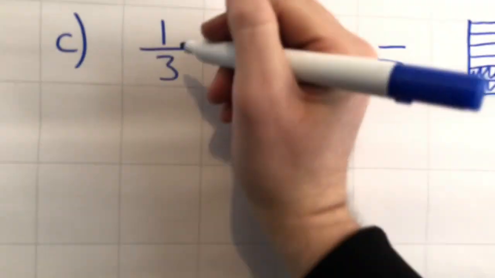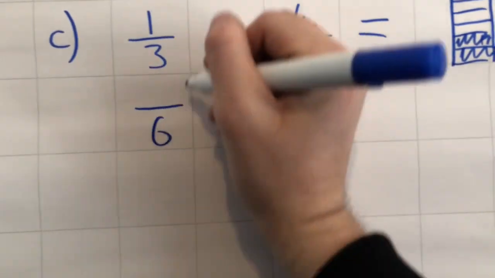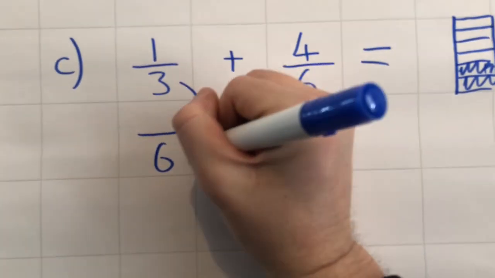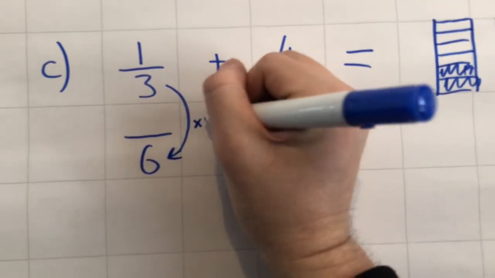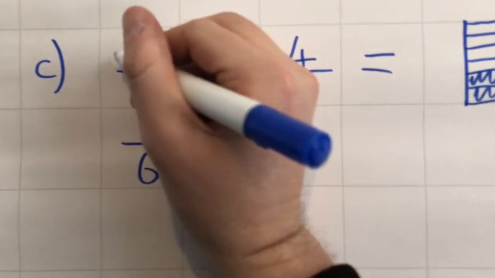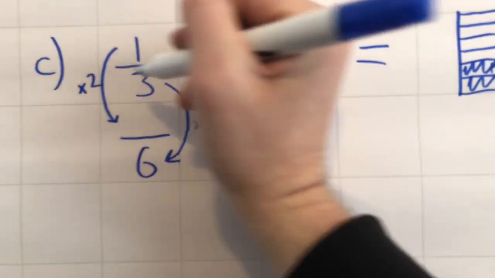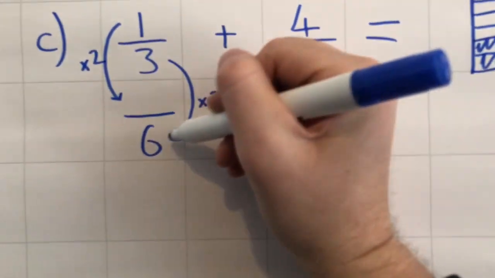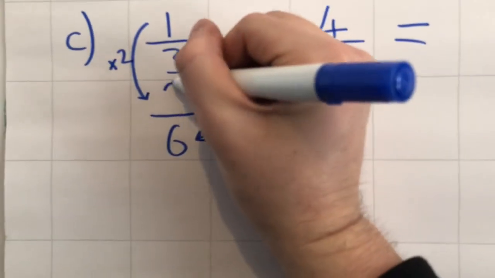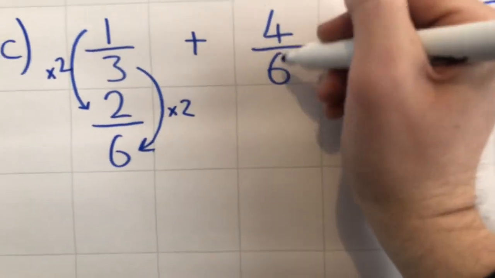Okay, so let's have a look at that. Let's convert that. I'm multiplying that by 2. What we say is whatever we do to the bottom, we have to do to the top. So 3 times 2 is 6. 1 times 2 is 2. So I have 2/6, and I'm still adding it to 4/6.